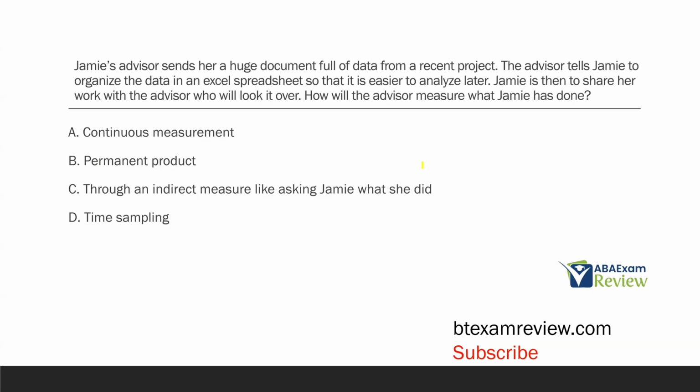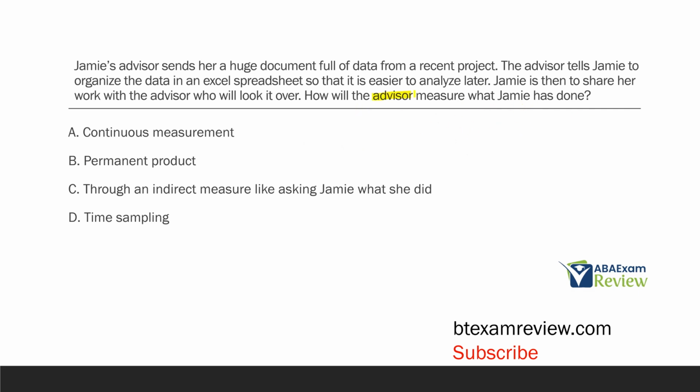Jamie's advisor sends her a huge document full of data from a recent project. The advisor tells Jamie to organize the data in an Excel spreadsheet so that it is easier to analyze later. Jamie is then to share her work with the advisor who will look it over. How will the advisor measure what Jamie has done?